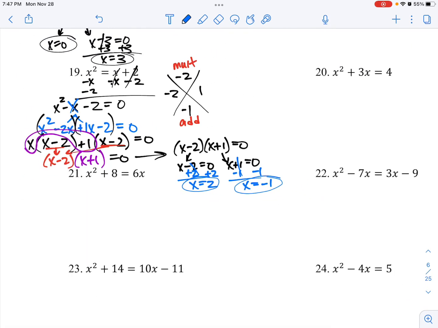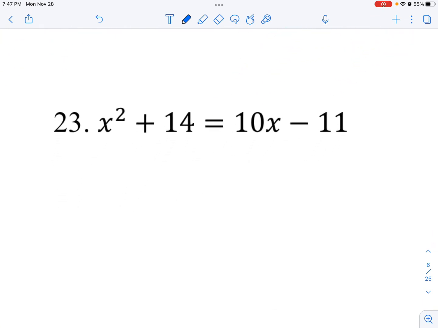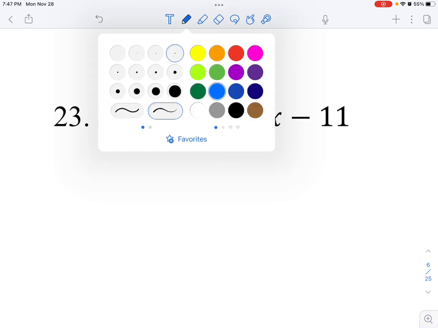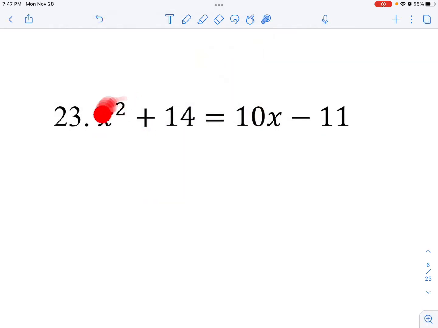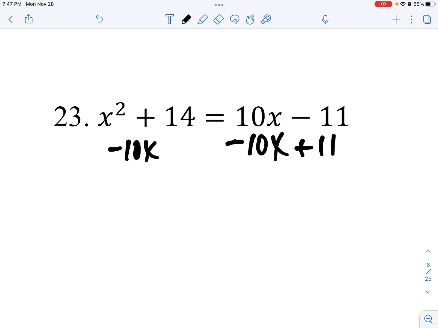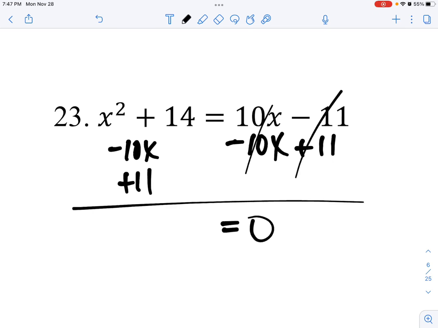Okay, I'm going to try and do one more. Since I'm kind of out of room for 21, maybe I'll go down to 23. This one looks interesting. Let's see, I've got my x squared here. I've got a 14 here, but I need to have this side be 0. So I need to move over the 10x, and I need to move the plus 11. That cancels this and this, so I have 0.